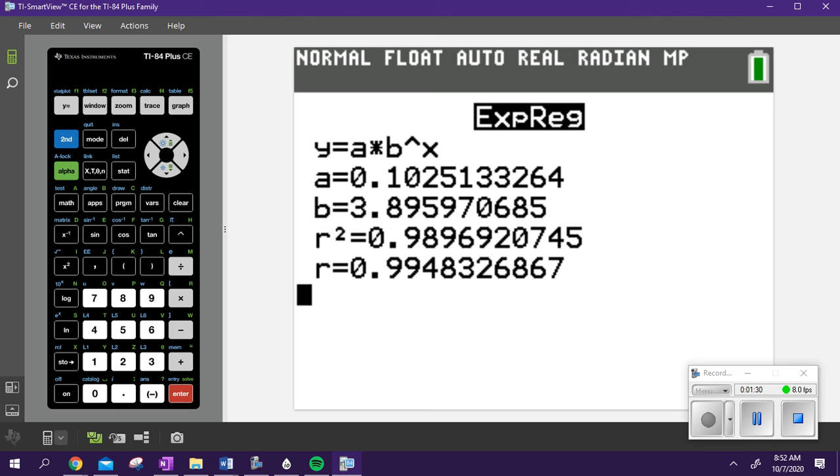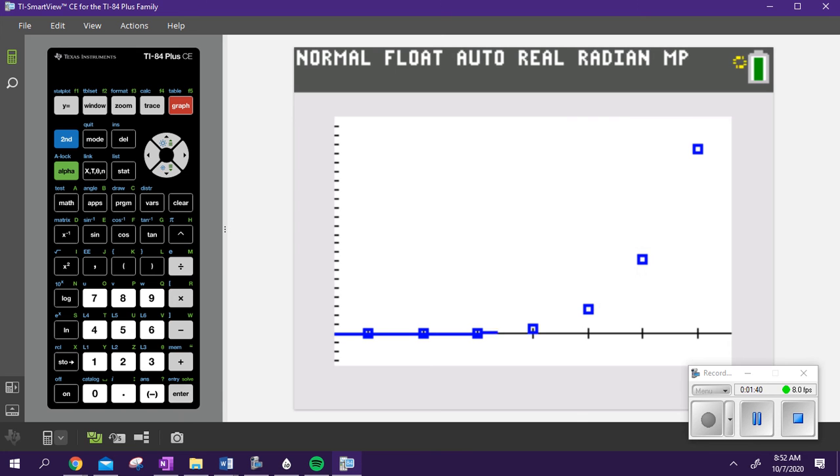There is my equation. How good of a representation of our data is this? Pretty good. 0.989. That's pretty high. If we hit the graph button, oh yeah, that seems to go through my dots pretty well, especially at the beginning. Great. Let's do it again.